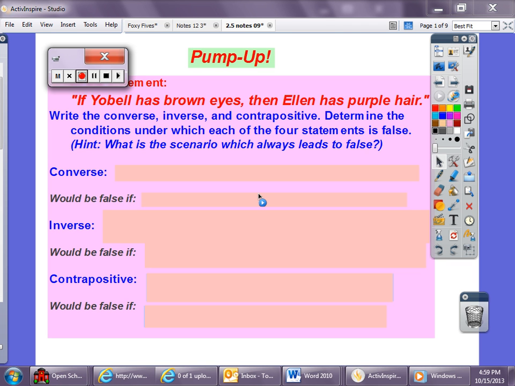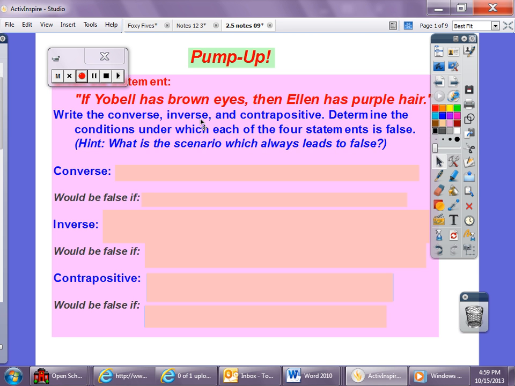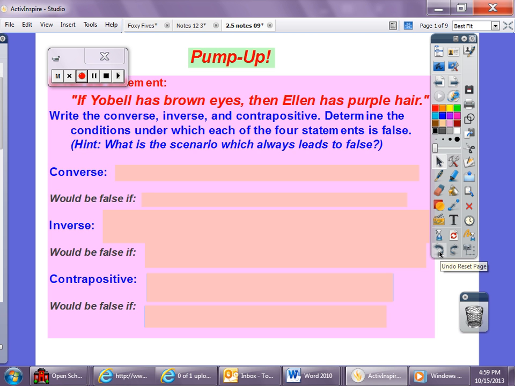Alright, the other day in class we were talking about the converse, the inverse, and the contrapositive. So let's quickly review this and go over it. This statement says if Yobel has brown eyes, then Ellen has purple hair. So we have our if-then statement: if Yobel has brown eyes, then Ellen has purple hair.